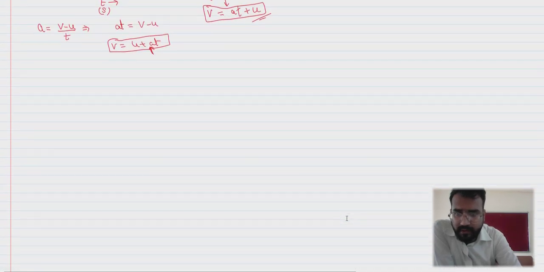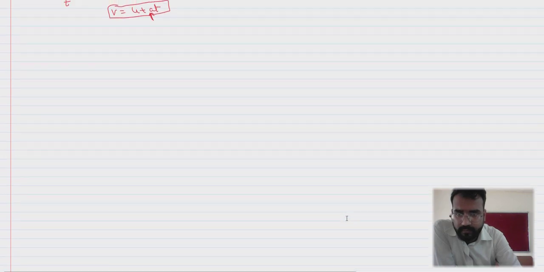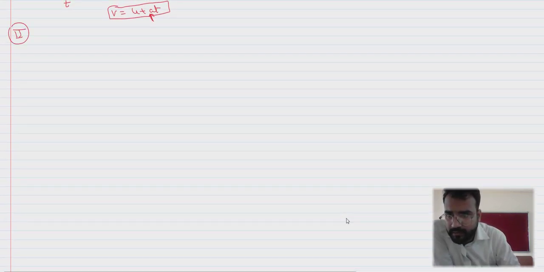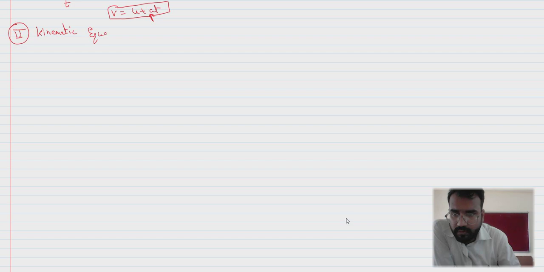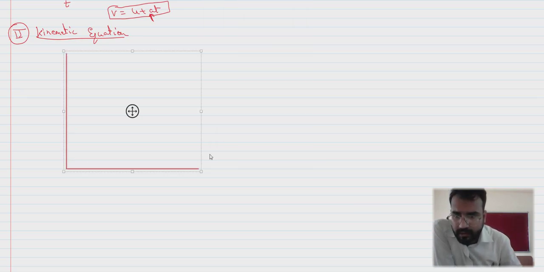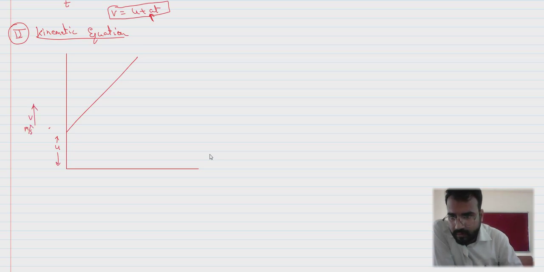So the second kinematic equation we are going to talk about. In the second kinematic equation, again we will see the graph, the same graph only. So this is the straight line, this is the u velocity. For better understanding try to mention the unit as well. Okay, now this is my final point which I am getting, this is my initial point which I have. So I can mark this, this is the origin O.